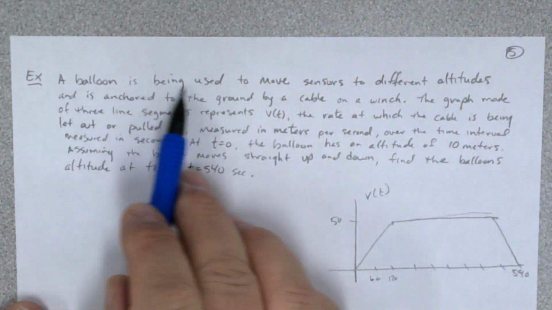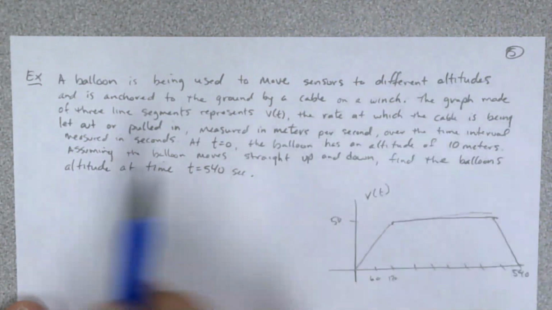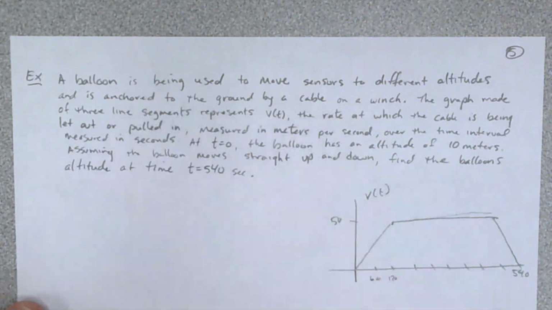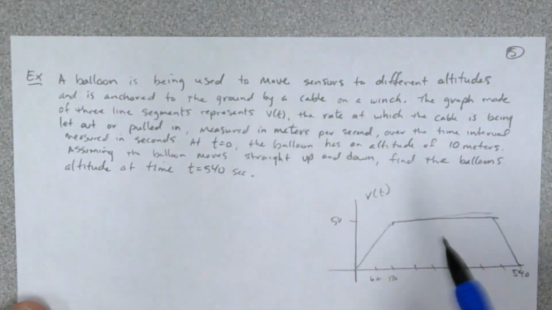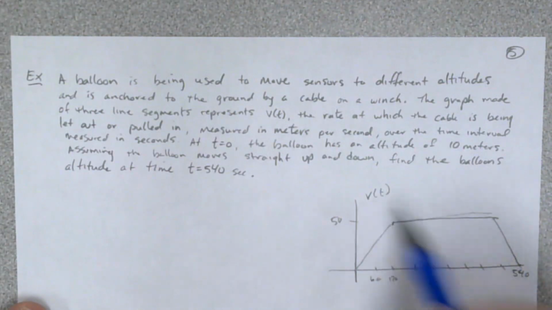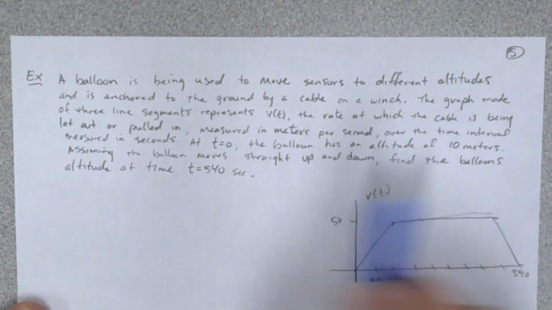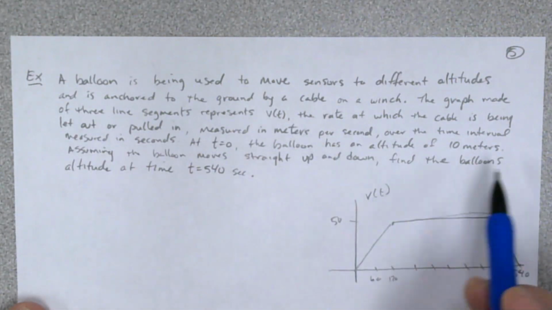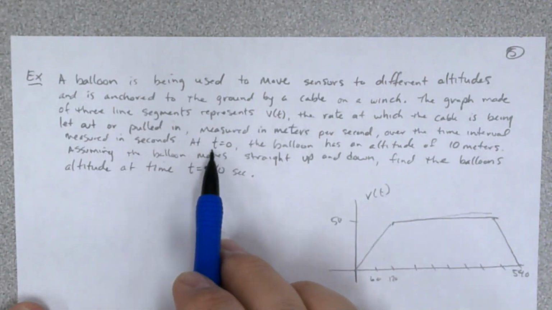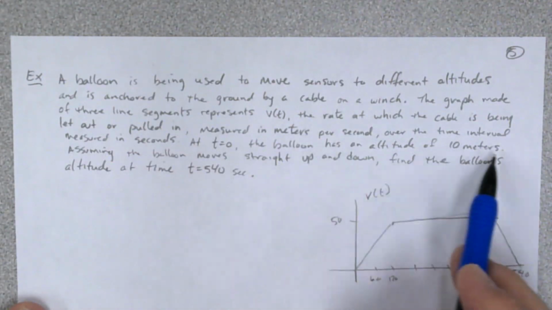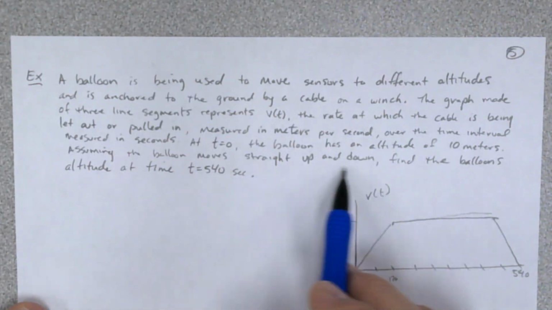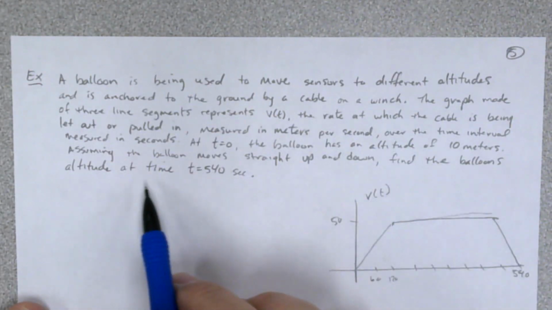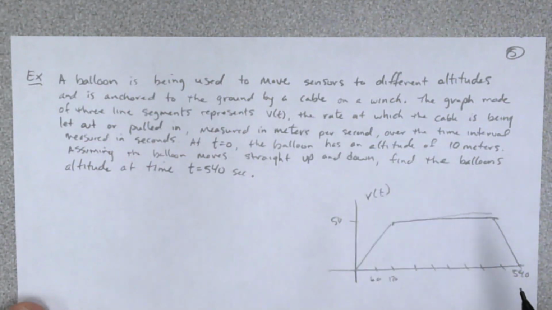A balloon is being used to move sensors to a different altitude and is anchored to the ground by a cable on a winch. The cable is made of 3 line segments. The graph made of 3 line segments represents v of t, the rate at which cable is being let out or pulled in. It is measured in meters per second over the time interval measured in seconds. At t equals 0, the balloon has an altitude of 10 meters. Assuming the balloon moves straight up and down, find the balloon's altitude when t equals 540 seconds, or 9 minutes.